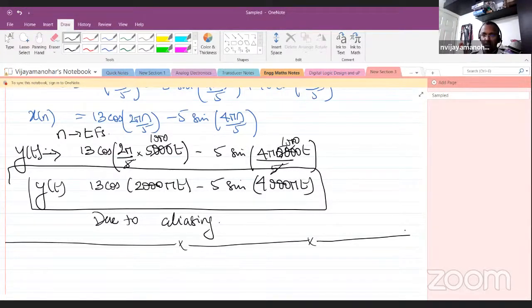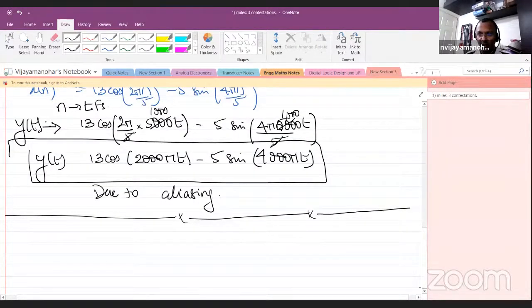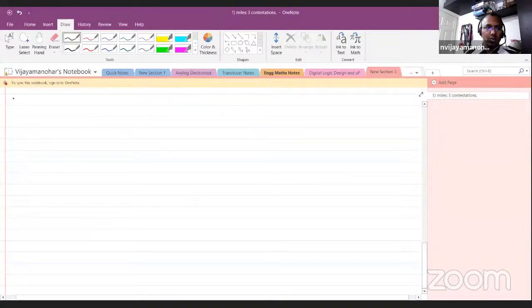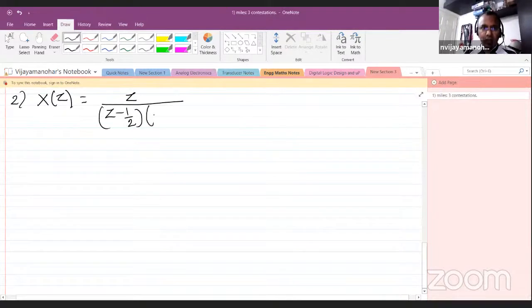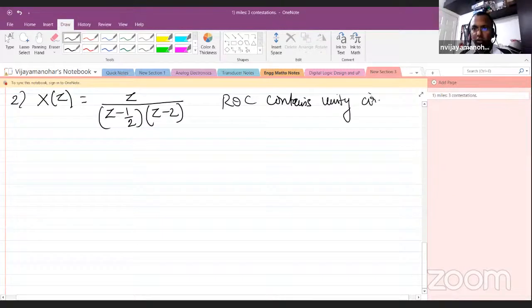Okay, so next question. This is also another very interesting question. Again, very cunningly given. So second question is given to be x of z equal to z by z minus half into z minus 2. This is the question, correct? And ROC contains unity circle. So multiple concepts are going to get covered in one shot here. Let's see. What do we know?